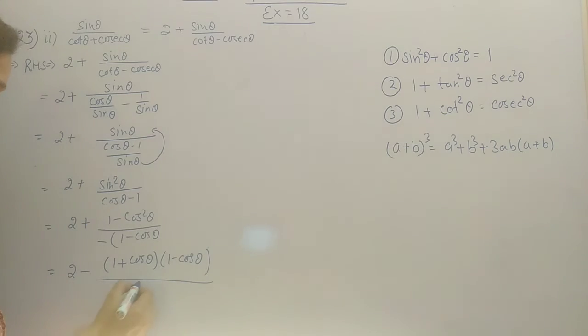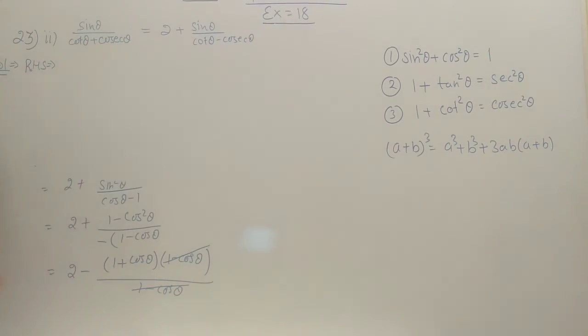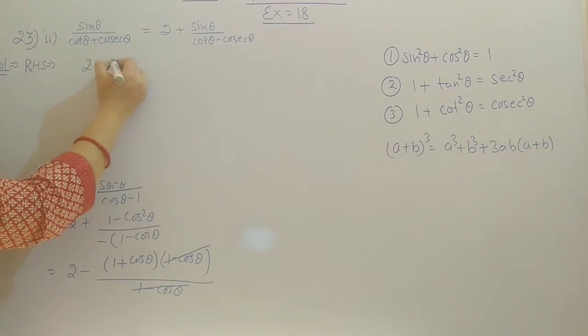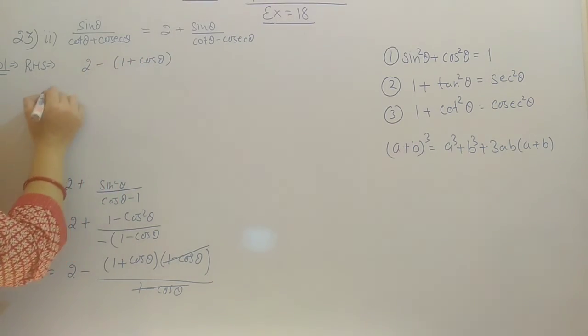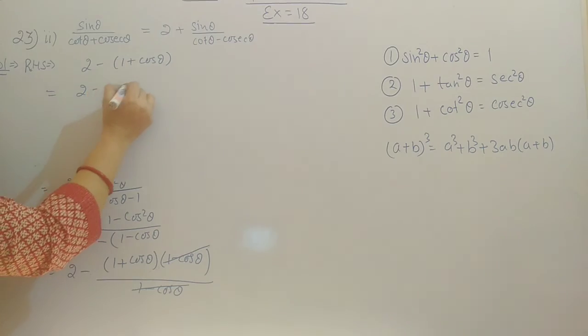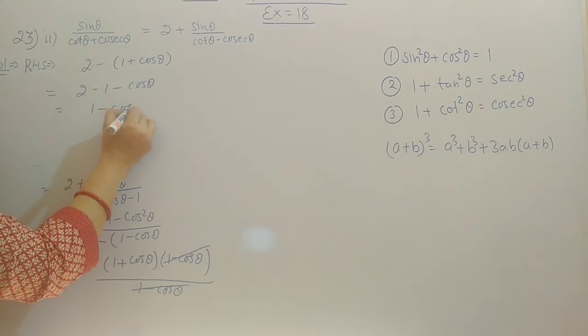So we have 1 minus cos theta in the denominator, so this thing will cancel out. After cancellation we have 2 minus (1 plus cos theta). Remove this bracket, then 2 minus 1 minus cos theta, it will become 1 minus cos theta.